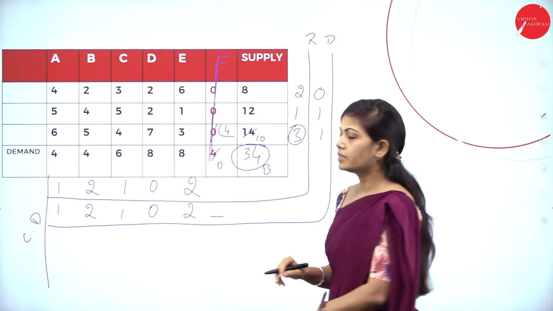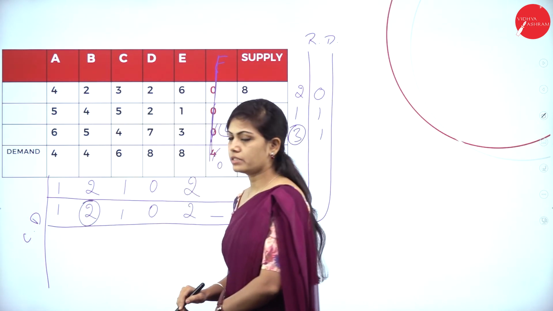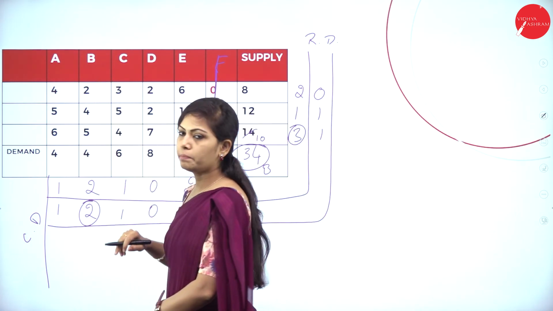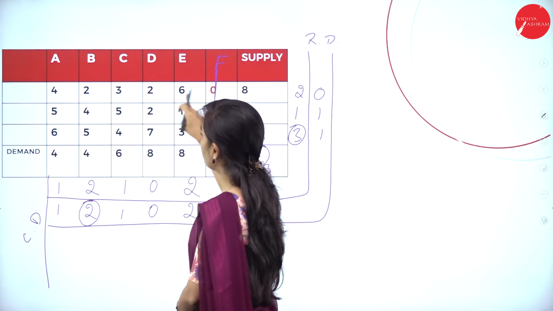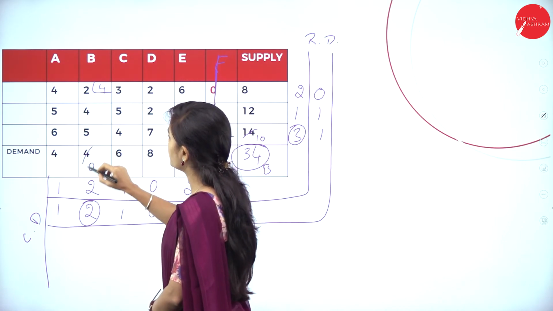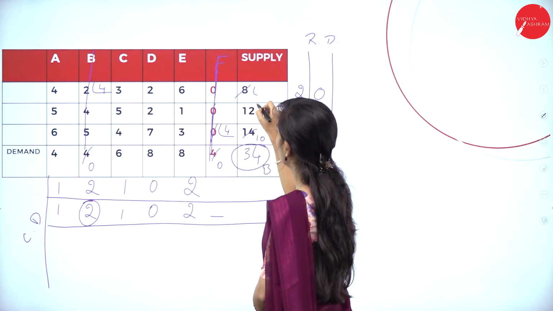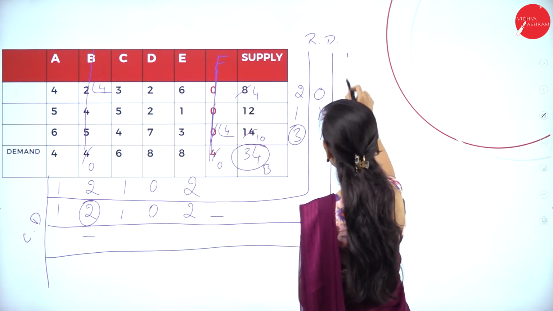So, now take the highest penalty cost. So, 2 is the highest penalty cost. I will take this 2. So, here it comes under column B. In column B, least value is 2. You just take the supply value and demand value. Demand value is lesser than the supply value. It becomes 0. So, you can cancel this column. So, 8 minus 4 is 4. So, cancel this for next step.